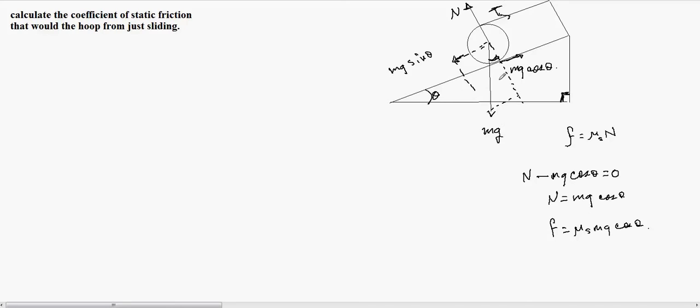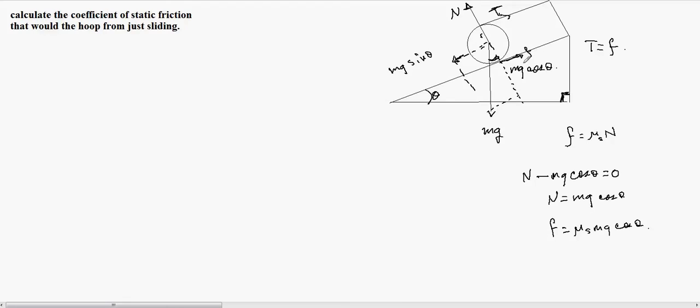Now, because this is in static equilibrium, you can see that the force here is like a torque, where the radius of the circle here is our moment arm. So R multiplied by T will be equal to R multiplied by the frictional force. So we can see then that the tension and the frictional force are equal. So we can say then T is really equal to the frictional force here.